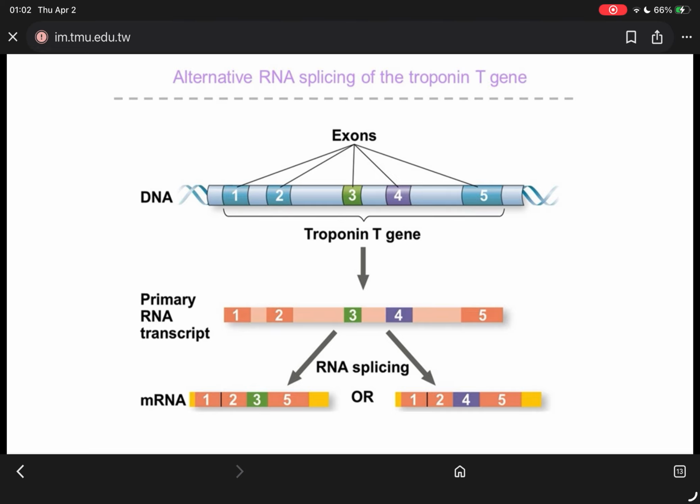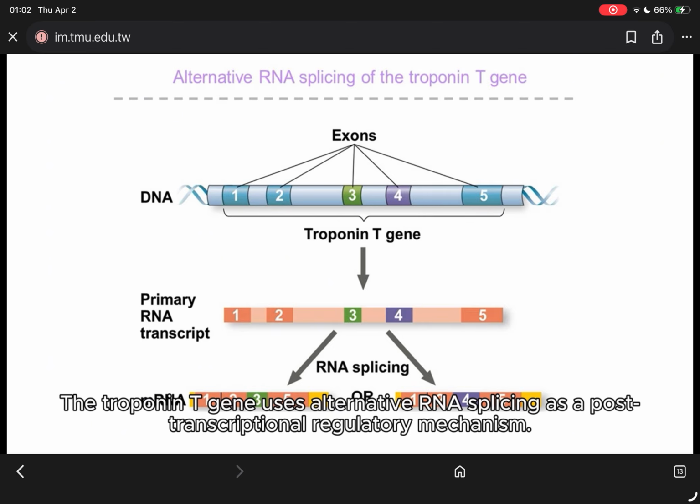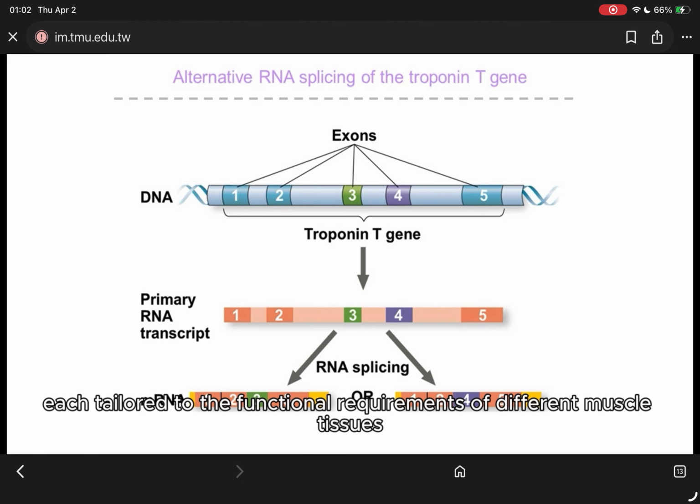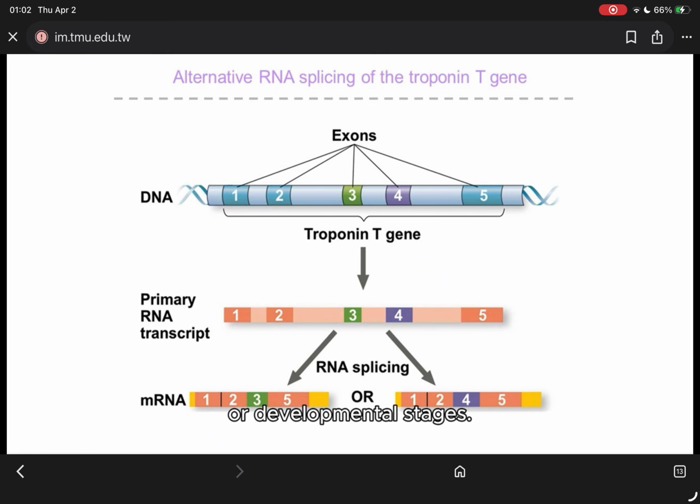Summary. The troponin T gene uses alternative RNA splicing as a post-transcriptional regulatory mechanism. By combining exons in different ways, it produces multiple protein isoforms, each tailored to the functional requirements of different muscle tissues or developmental stages.